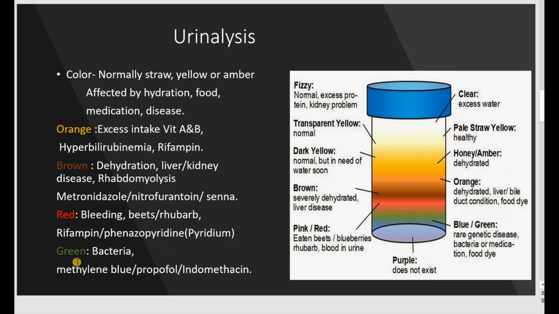Green color urine. Green color urine may indicate presence of bacteria, or sometimes IV dye used in the hospital, methylene blue, can cause bluish greenish urine. Certain medication, example propofol, indomethacin, can cause greenish tinge urine.